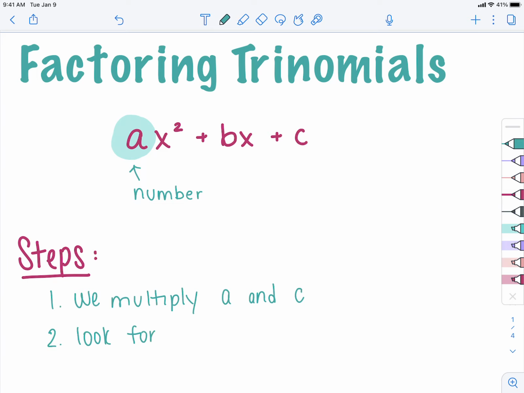Look for factors of A times C that add to B. So same kind of idea as before, looking for all the factors, seeing which ones add up to be that middle coefficient. But since we multiplied by A in the beginning to get the factors, once we pick out those two factors, we're going to have to divide the two factors by A to undo that multiplication we did in the beginning.